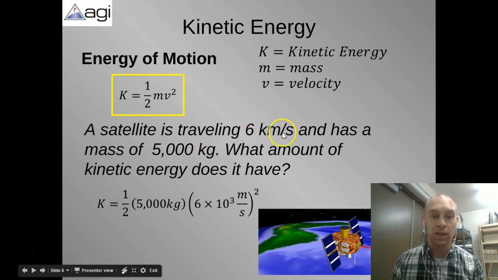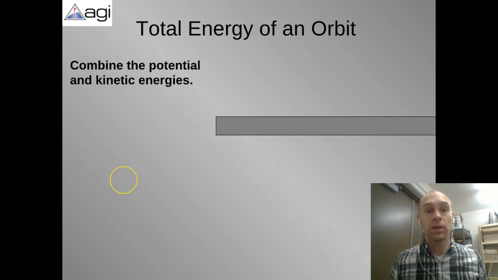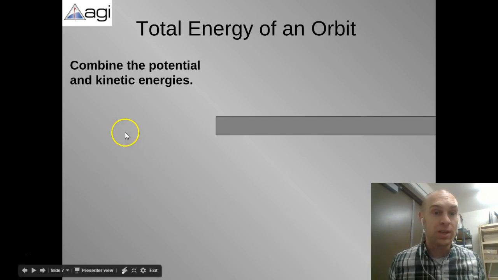So we have to convert kilometers per second into meters per second. So it's times 1,000. That's why it's 6 times 10 to the third, or 6,000. 6 kilometers per second is 6,000 meters per second. So we plug all those in, and you end up with 9 times 10 to the 10th joules.